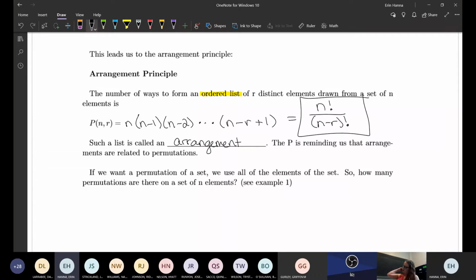If we want a permutation on a set, we use all of the elements in the set, which is why there's a slight nuance between arrangement and permutation. Again, I shouldn't really use permutation all the time, but you'll probably hear me say it a lot. I'll try to say arrangement when I should. But anyway, if we want a permutation of a set, we use all the elements of the set. So how many permutations are there on a set of n elements? How many actual full permutations, using all of them?